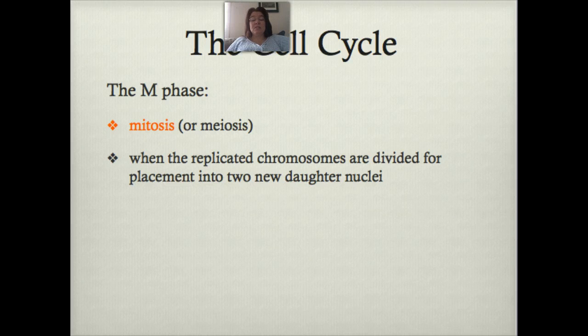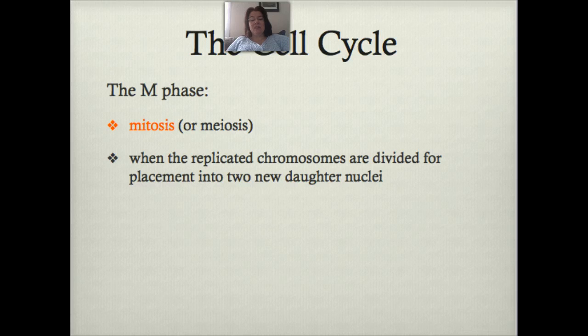So, today we're going to specifically be talking about mitosis, the M phase. And remember, M doesn't always stand for mitosis. M only stands for mitosis when we're talking about a somatic cell, a body cell, like a skin cell or a liver cell or a kidney cell or a blood cell. We're going to talk about meiosis in a couple of weeks, and meiosis is a similar process of nuclear division, but it happens in a reproductive cell, like a sperm or an egg cell.